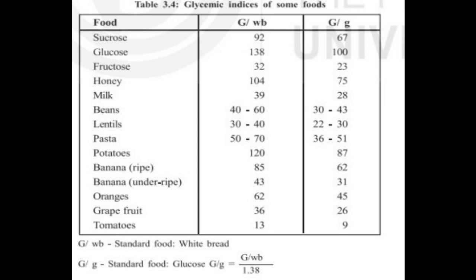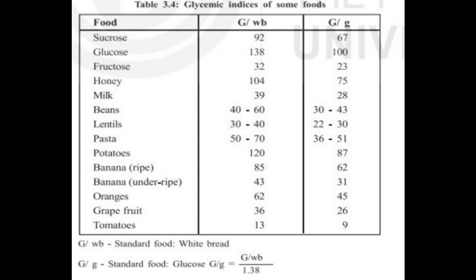3.11 Glycemic Index, GI. In the previous sections, we have studied that some carbohydrates are rapidly digested and absorbed, some are digested slowly while some are not digested at all. Thus, it is obvious that different carbohydrates will raise blood glucose levels to a different extent. The ability of carbohydrates to raise blood glucose is referred to as glycemic index, GI.